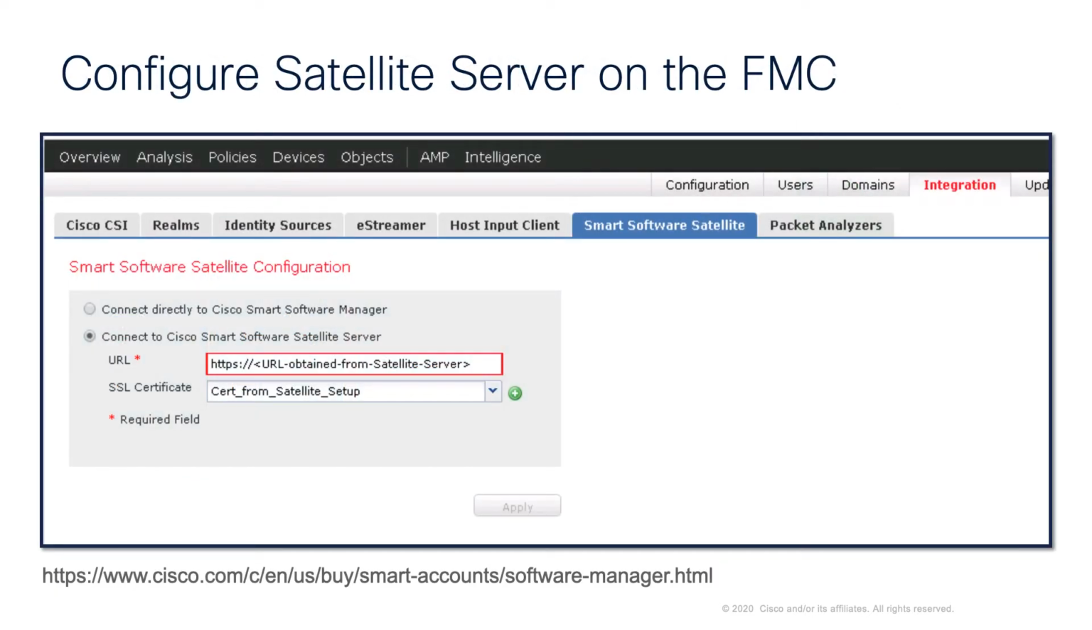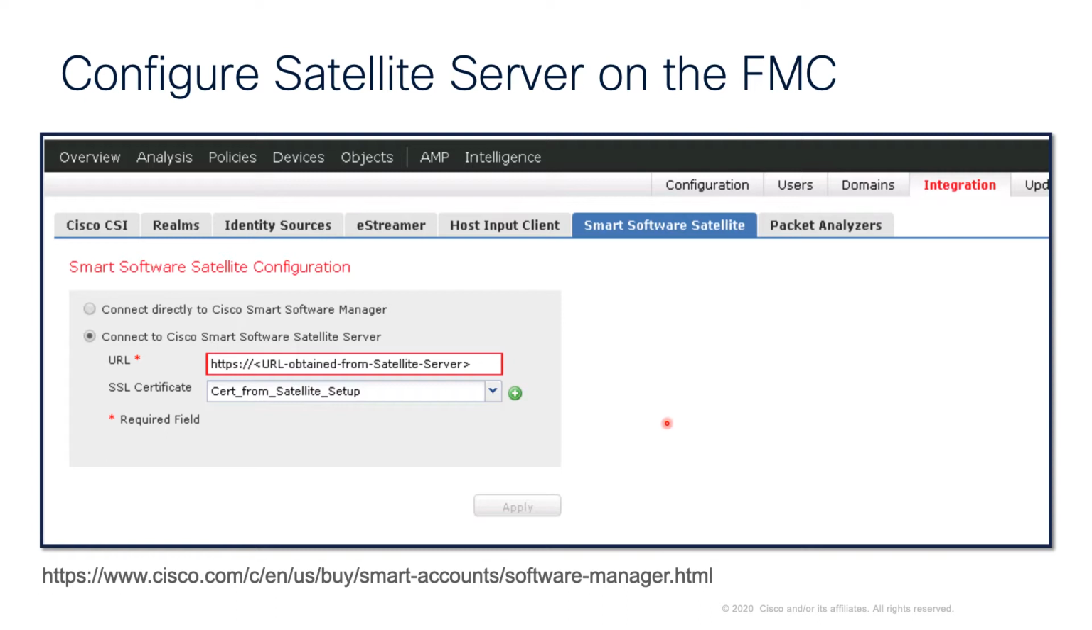So if you take a look at the link at the bottom of the page on here, that will take you to more information on actually deploying, installing and configuring the satellite server on premise. As this video is specifically about firepower devices, we're going to focus on how we configure those to interact with the satellite server. But as I say, if you do want more information on how to deploy and configure your satellite server, use the link at the bottom of this page and that will take you to that information.